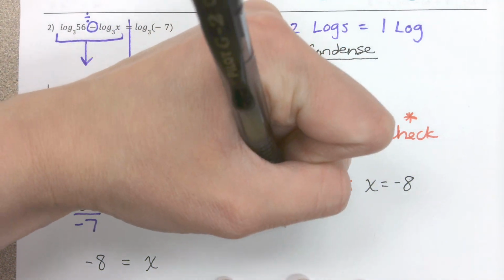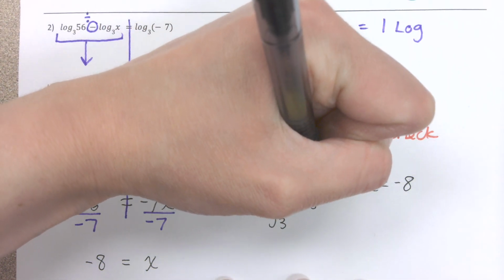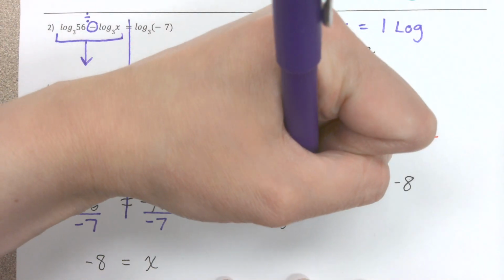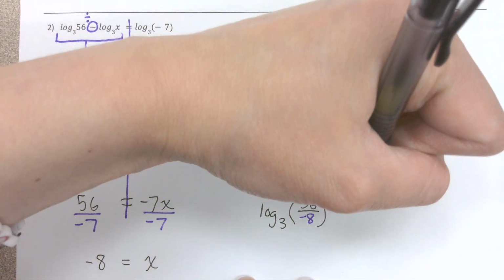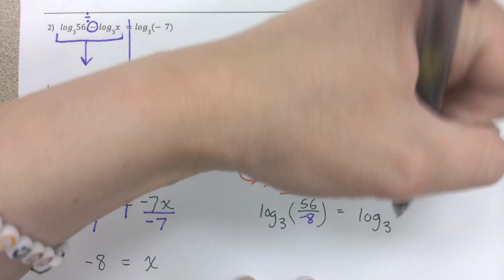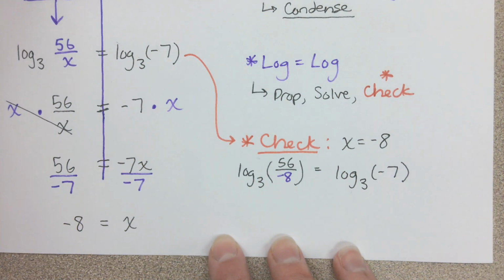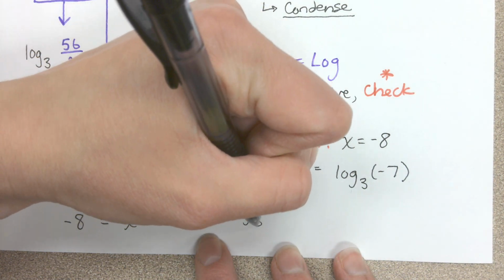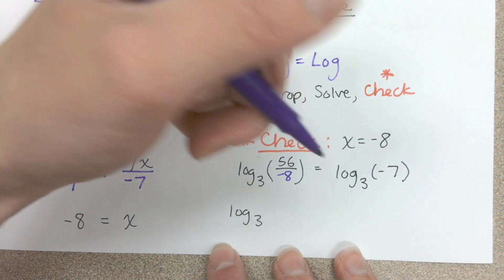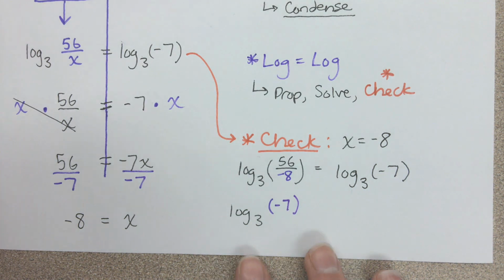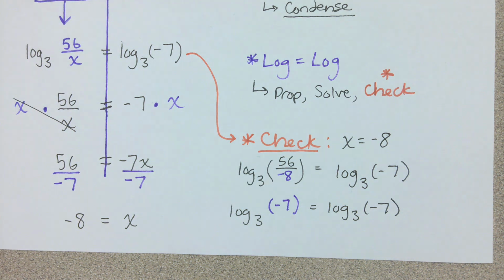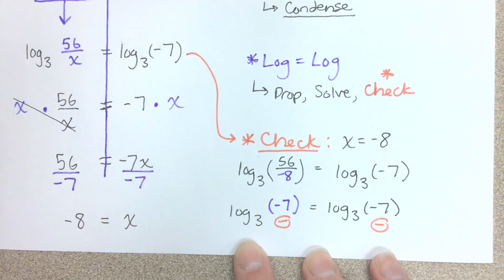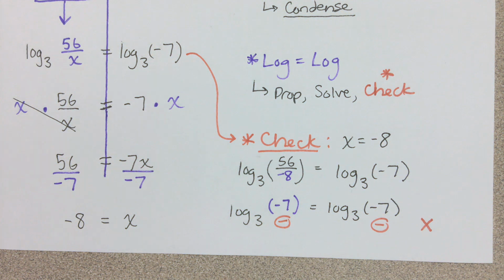So I'm going to go from this equation. We have log base 3 of 56 over negative 8, and I'll put that in parentheses. It just looks a tad nicer. Equals log base 3 of negative 7. Log base 3, and then 56 over negative 8 is indeed negative 7. That is true. But you can't plug a negative into a log. So since these are both negative, this does not pass. Our answer is no solution.